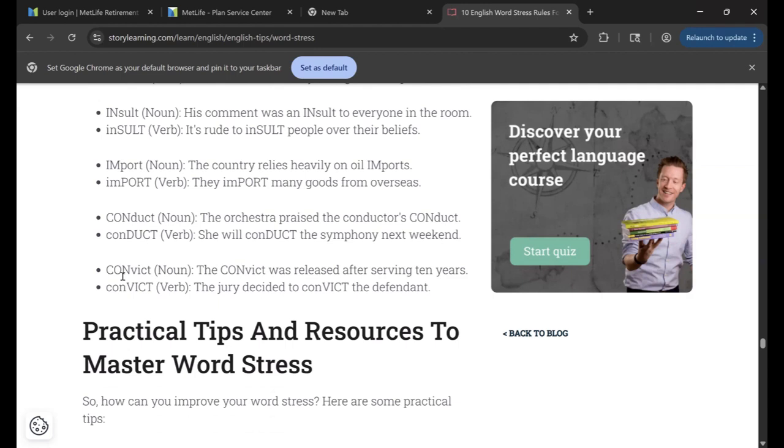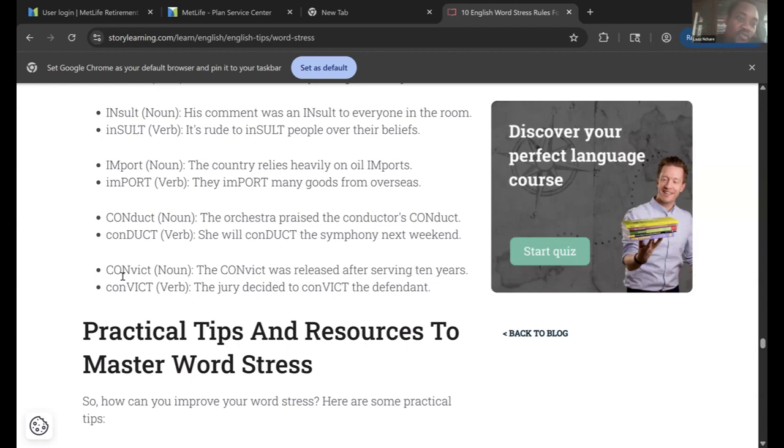Conduct. No, conduct. The first one is conduct. Yeah, conduct. The orchestra praised the conductors. The conductor. The next one is conduct. Okay, she will conduct the symphony next weekend. Next weekend. Okay, the next one.